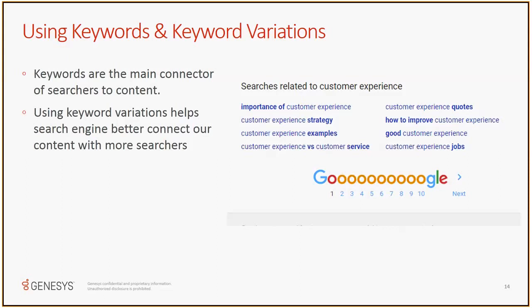And so by using keyword variations while we're creating content, we're able to help connect the searcher and to help tell Google what information might be relevant to the searcher's initial query. What other things might be relevant to someone searching for customer experience?